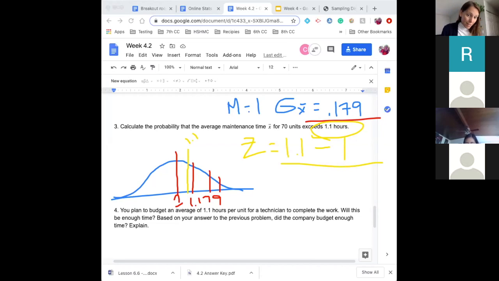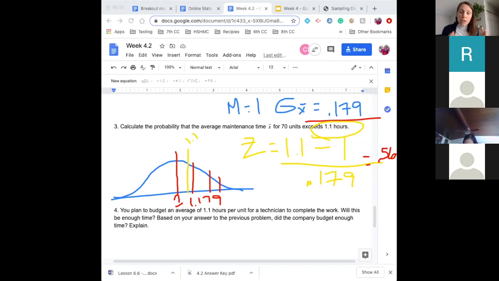Our standard deviation of 0.179. I'm sorry, let me be clear, 0.179. We get 0.55. Yeah, nice. Are you okay if I round it to 0.56? Okay. So now we know our z-score is 0.56.